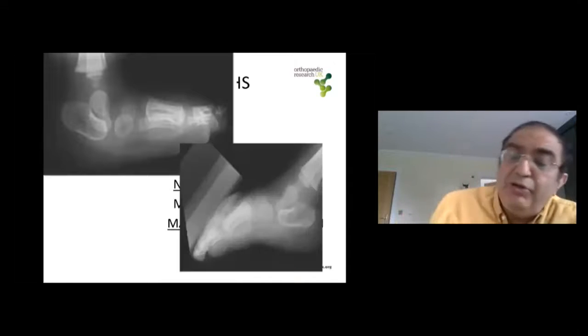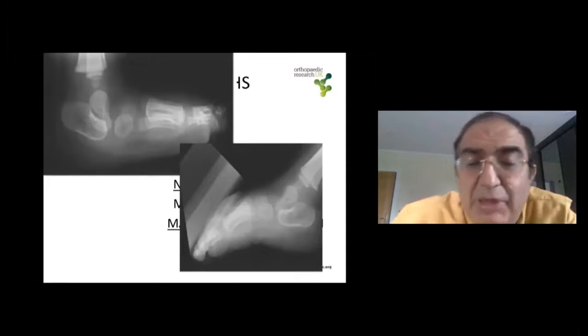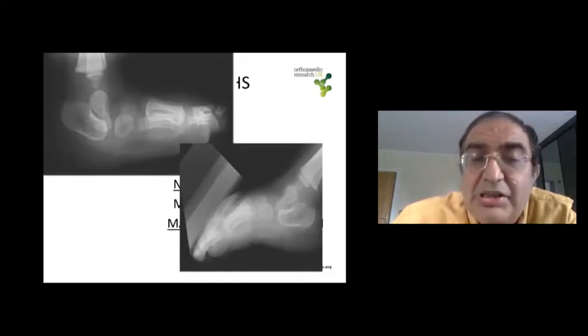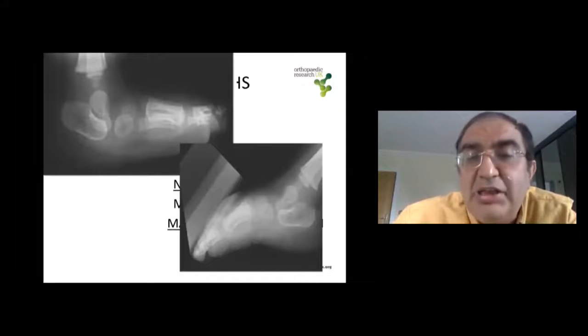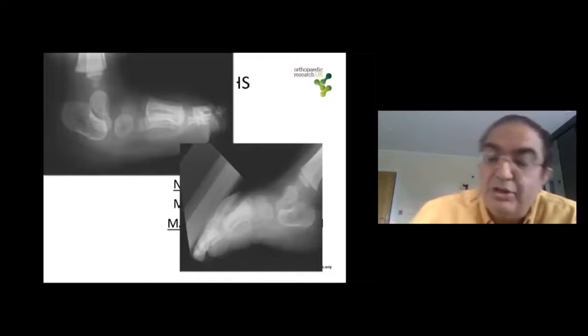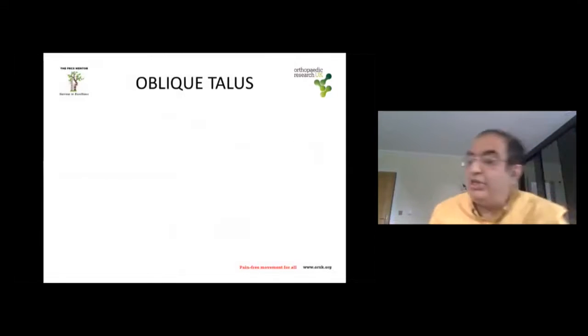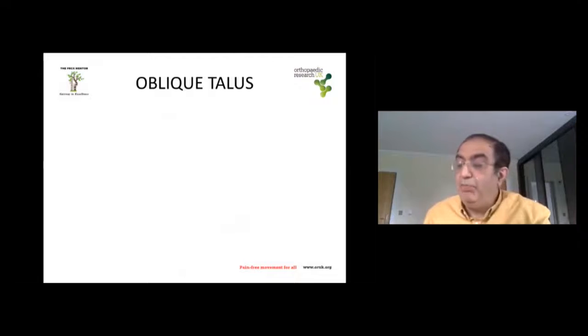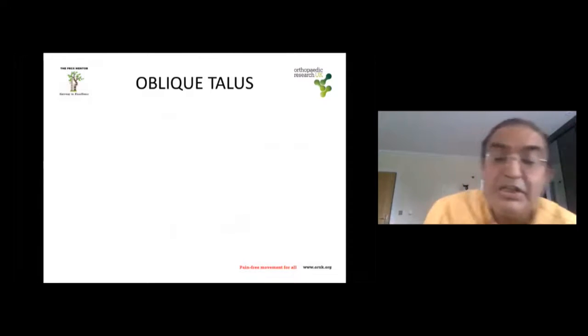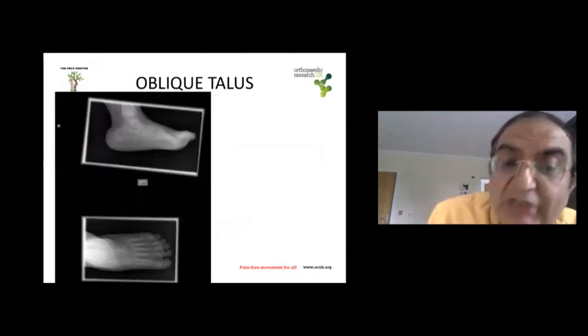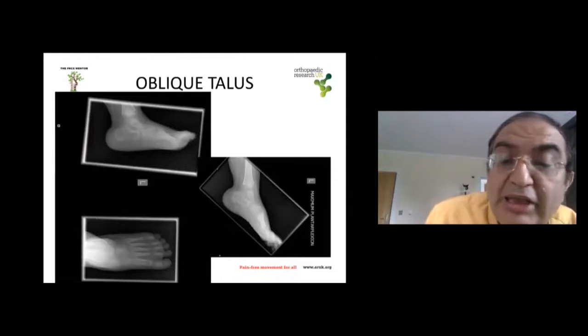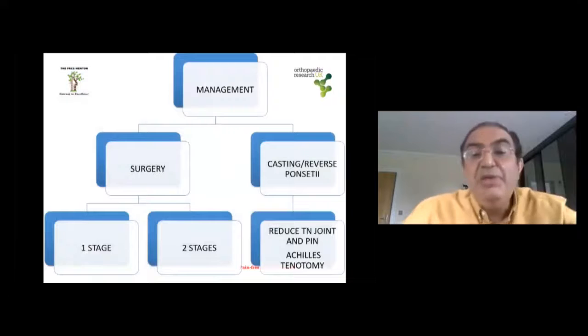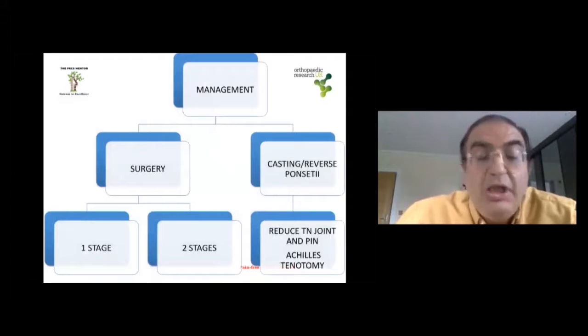And then if you do a lateral view with forced maximal plantar flexion, you can see the talus still goes plantar to the metatarsals and doesn't align with them even in maximum plantar flexion. So this has to be differentiated from a condition called oblique talus. In the oblique talus, you can see that in maximum plantar flexion, the talus actually aligns with the metatarsals.